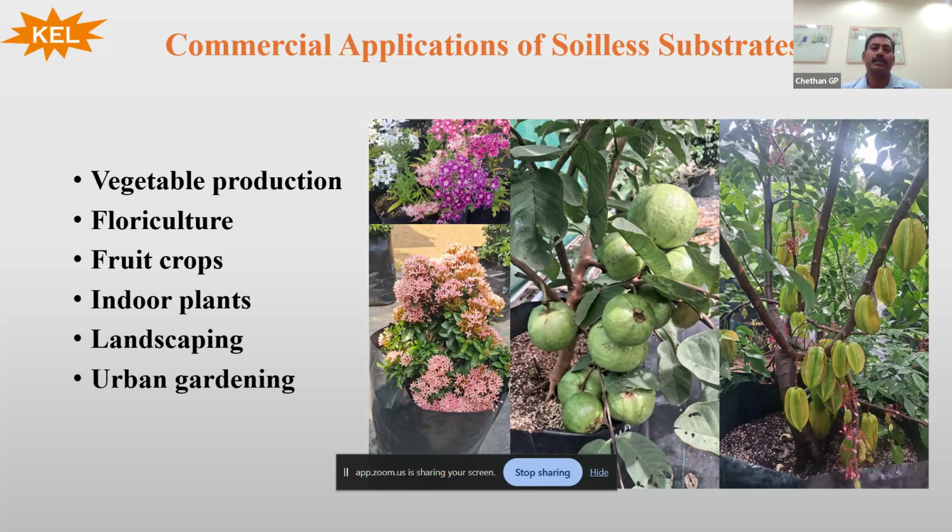Landscape industries also rely heavily on these specialized potting mixes for palms, ornamental shrubs, flowering, and indoor foliage plants, etc. Urban gardens increasingly prefer ready-to-use potting mixes because they are lightweight, clean, and free from weeds.